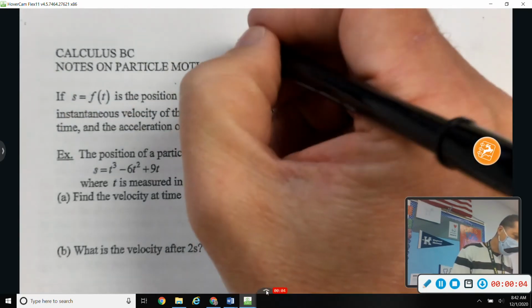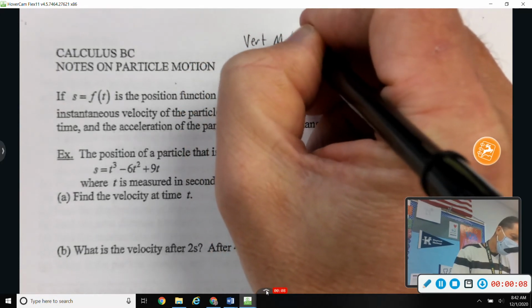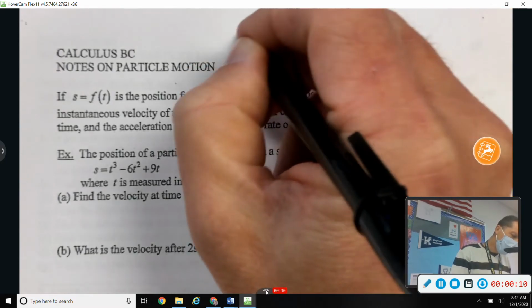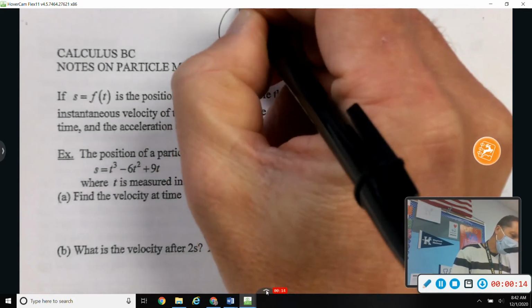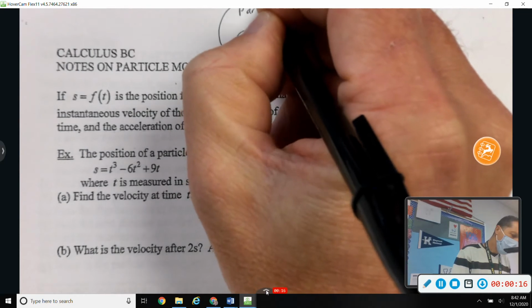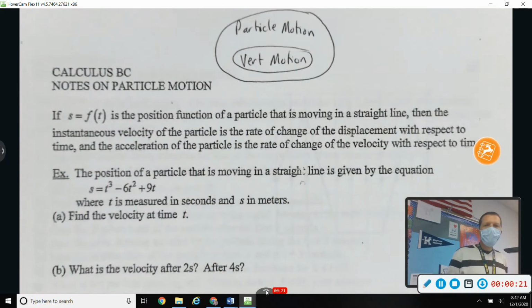All right, I'm going to draw that Venn diagram that we did yesterday. Vertical motion as sort of a subset of particle motion. So yesterday we did vertical motion. Today we'll do particle motion. And so there'll be a lot of overlap.